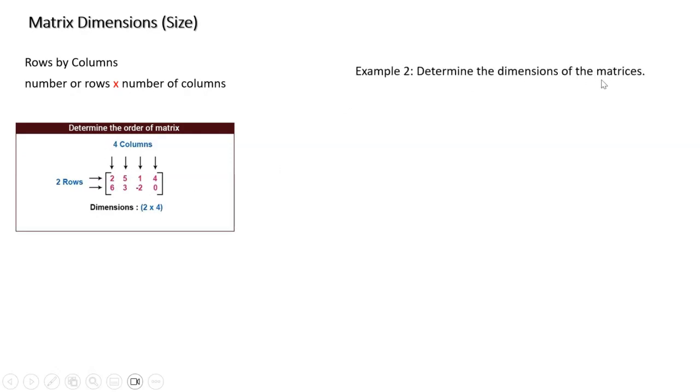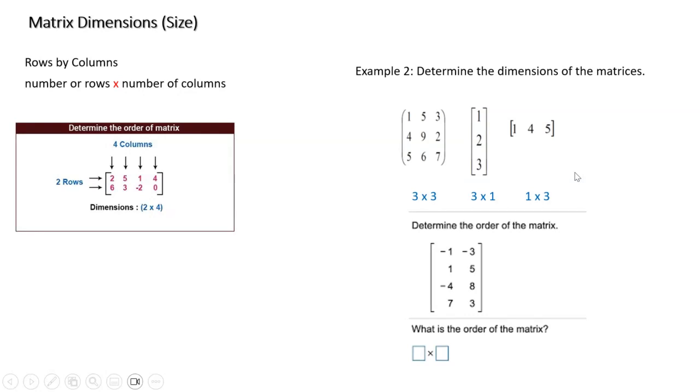Example 2, determine the dimension of the matrix. First of all, this one has 3 rows, 1, 2, 3, and 3 columns, so that's a 3 by 3. The one in the middle is a 3 by 1, because we have 3 rows and 1 column. And the one on the right only has 1 row, but it has 3 columns, so it's a 1 by 3.